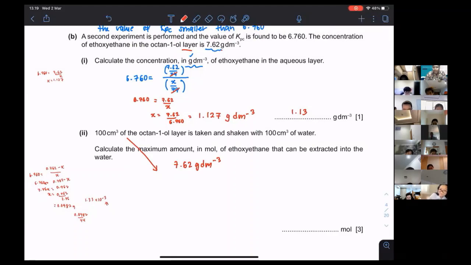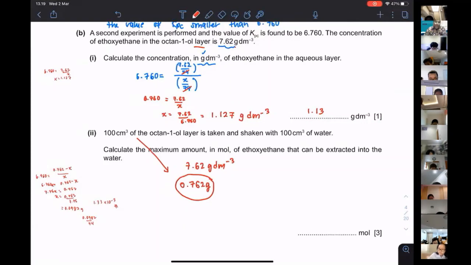So if you're taking 100 cm cube, it means you are taking actually 0.762 gram. I hope you know this. In 1 dm cube, you are taking 7.62; if you take 100 cm cube, it's 1/10, so you are taking this amount only. And you shake it with 100 cm cube of water. Calculate the maximum amount, in mole.